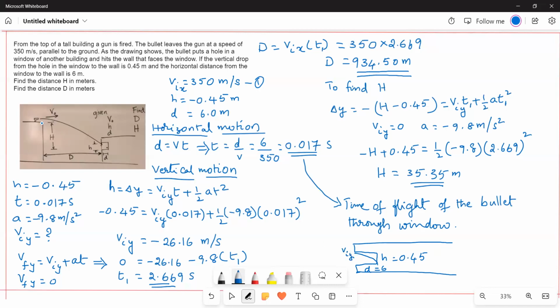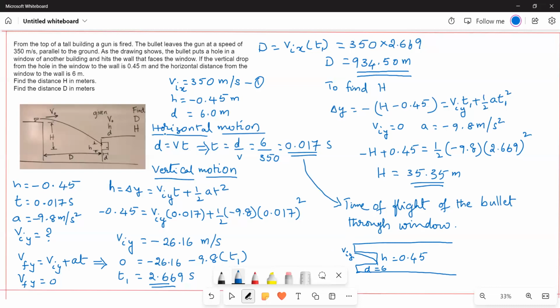At the start Viy is equal to 0. But here it has some velocity because it has already dropped some height. That is why it has some velocity here, the y component velocity. With this, we have to find out the time of flight and also the initial velocity of the bullet while entering into the window.